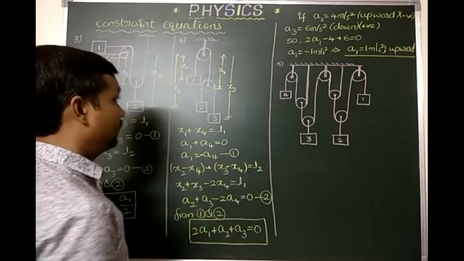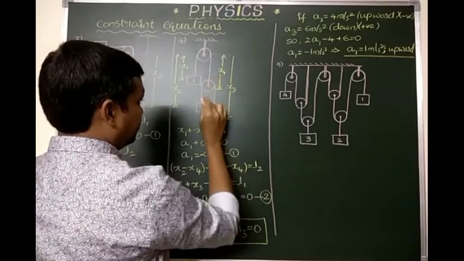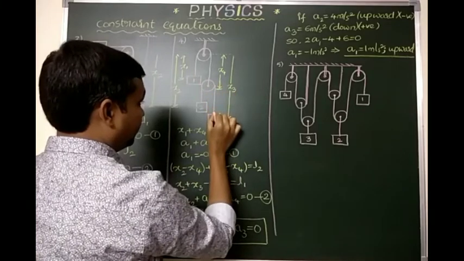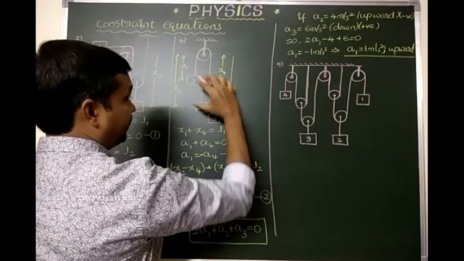That is the first equation. Coming to the second, what is the length of this string? This is the second string. So we need the length of this. How to find the length of this?